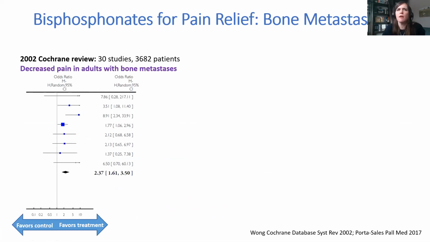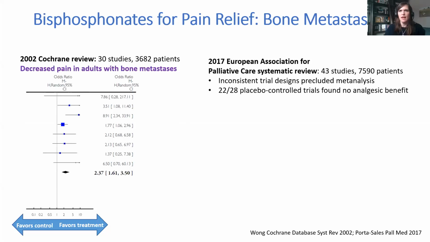So in humans, by far the most data for bisphosphonate treatment of pain comes from adults with bone metastases. And there was a Cochrane review in 2002, which included 30 studies and 3,682 adult patients, which did show an improvement in pain in adults treated with bisphosphonates. However, in 2017, the European Association for Palliative Care was critical of this review and performed an updated systematic review, which included 43 studies and 7,590 patients. And unfortunately, they found that the inconsistent trial designs really precluded the ability to perform a high-quality meta-analysis.